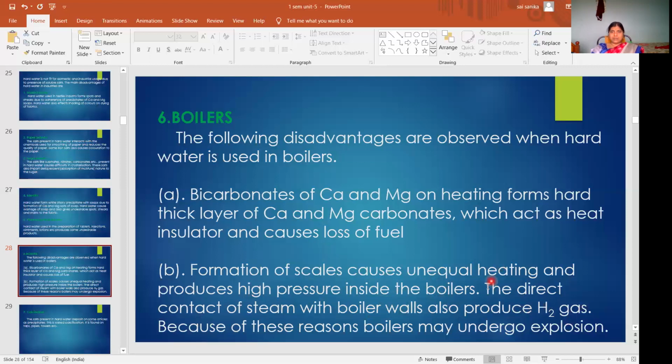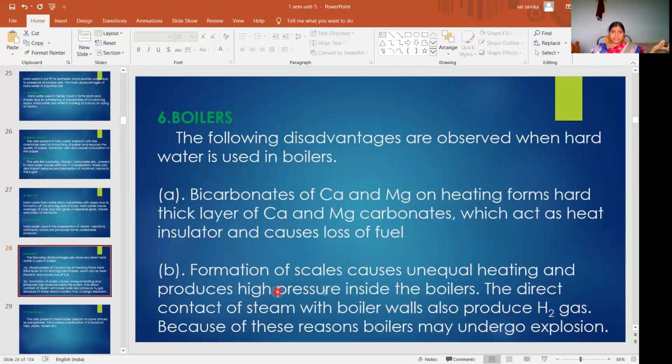So when steam generates, that steam directly contacts the boiler walls. Due to that contact between the boiler walls and steam, what happens? Hydrogen gas will be produced. So because of these two reasons, boilers may undergo explosion.